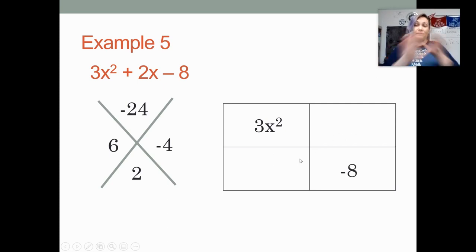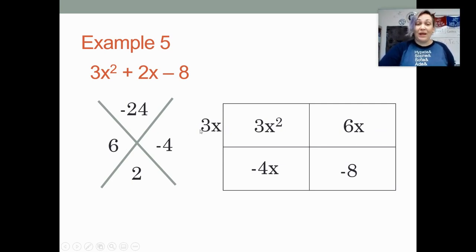On the diagonal, I'm taking my middle term and I'm splitting it. And so instead of 2x, I'm going to use the 6 minus 4, 6x minus 4x. So again, if I combine these two together, it should get me my middle term. From here, I like to look at the top two boxes and find what they have in common. So 3 and 6 are both divisible by 3, and then x squared and x are both divisible by x. So 3x is my starting point.